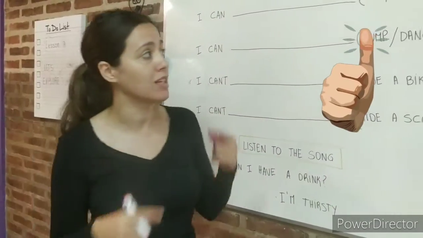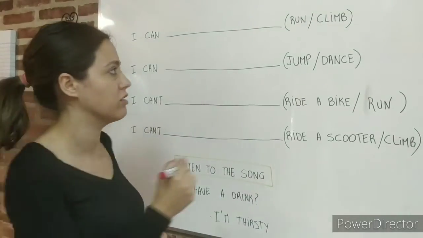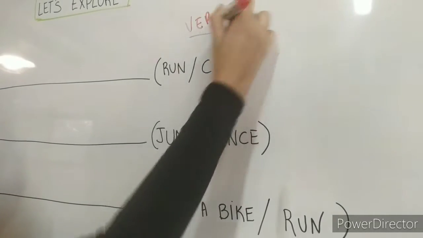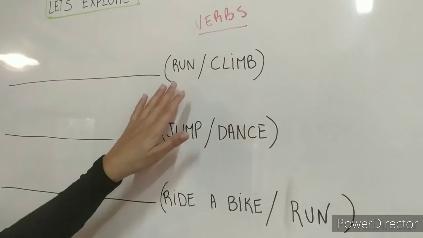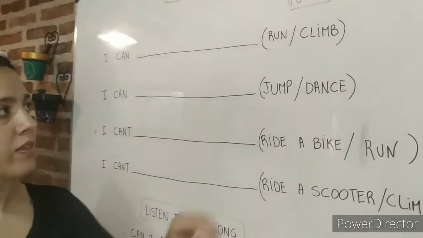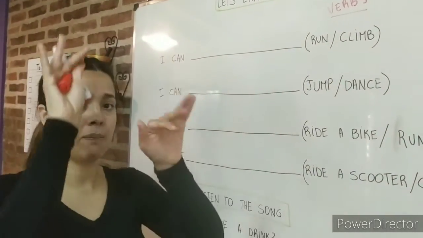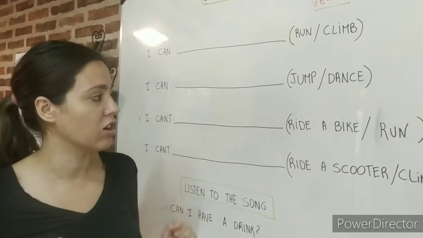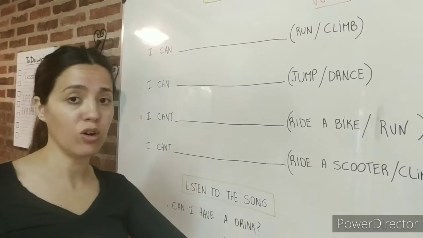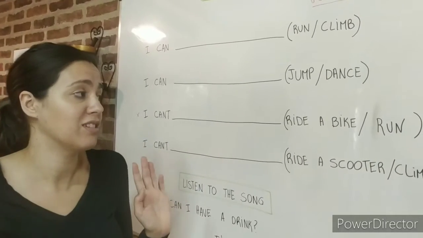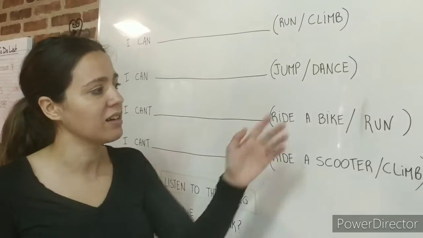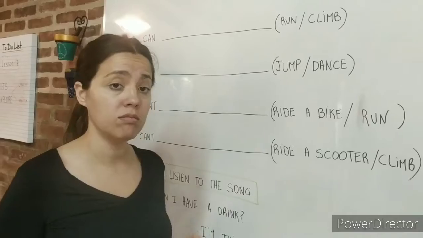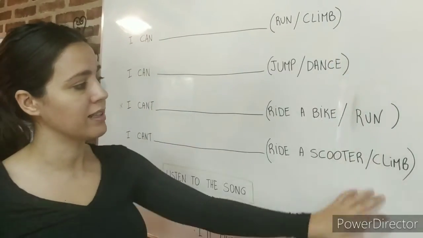Pero ahora, ¿yes? Vamos a chusmear un poquito los verbos, las acciones, ¿ok? Acá todo lo que tenemos acá son verbos, acciones, ¿yes? Tenemos run, ¿yes? Correr. Después tenemos climb, ¿se acuerdan? Trepar, jump, saltar, dance, bailar, ¿ok? Ride a bike, yes, algo que por el momento no podemos hacer, al menos que sea dentro de casa, si tienen un patio, yes, que se nos permita. Run, de nuevo se repite correr. Ride a scooter, andar en monopatín, yes. And then we have climb, de nuevo, que se repite trepar.